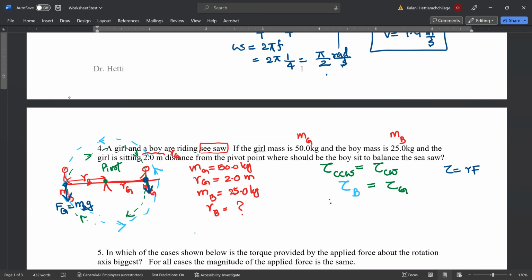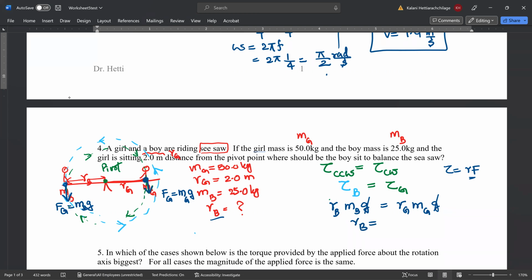We have a distance RB, just writing this formula, and then your force of gravity is the mass of the boy times the G. We do exactly the same thing for the girl. Force of gravity for the girl will be mass of the girl times the G, and that will be distance R girl. So now divide by G on both sides, right? What is the question asking? RB. Then solve it for RB first.